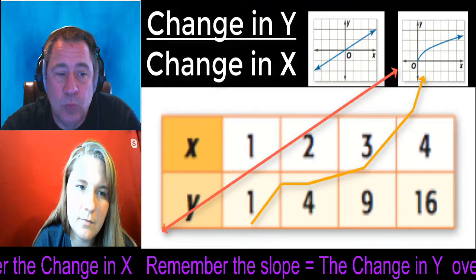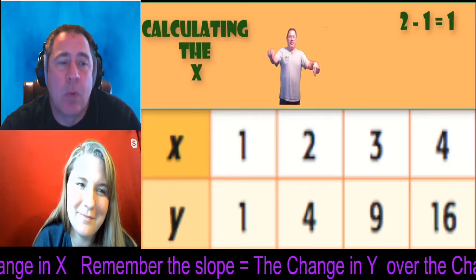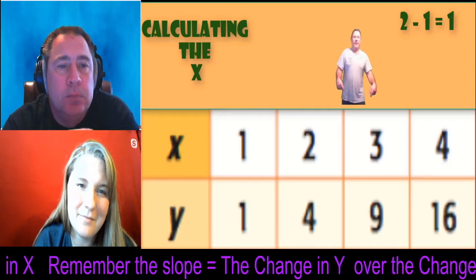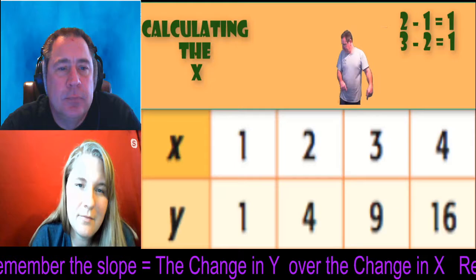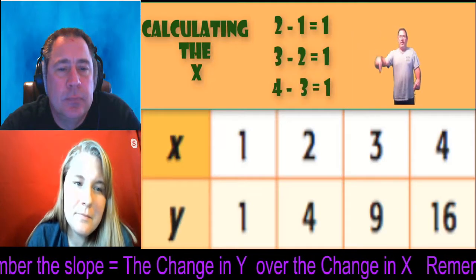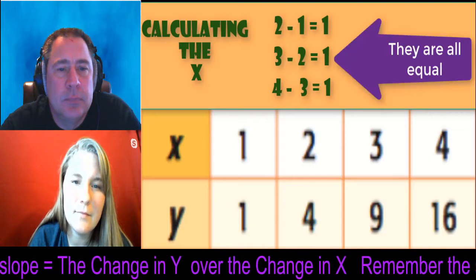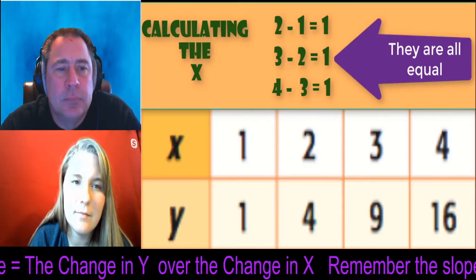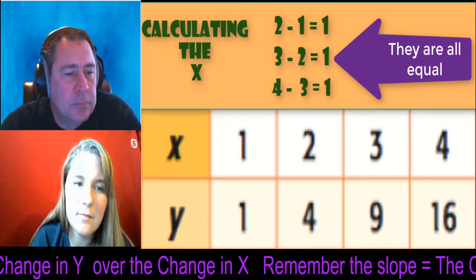So let's use the help of Tiny Turner. Tiny Turner is going to show us in question number 1: 2 minus 1 equals 1 for the x. 3 minus 2 equals 1 for the x. And 4 minus 3 equals 1 for the x. So the x values are all equal. Each change in x is 1, 1, and 1. That's a good start.